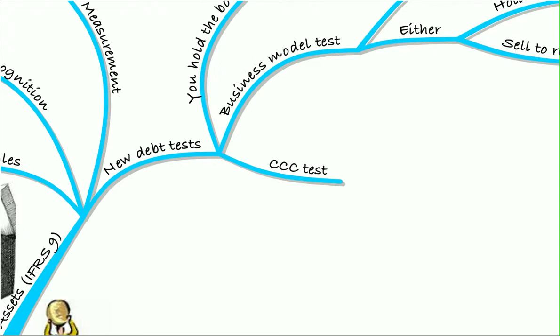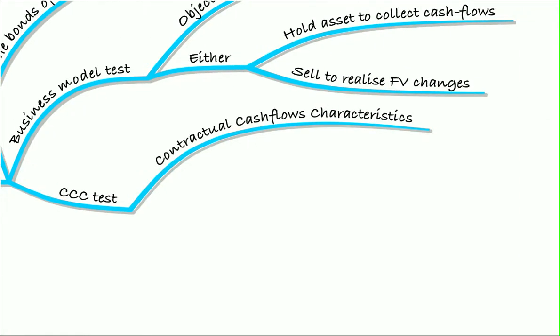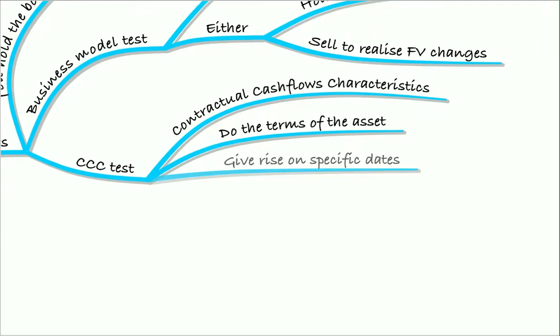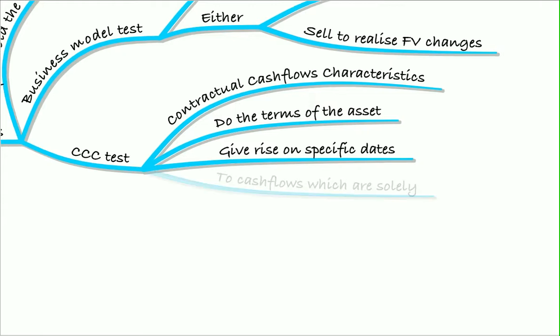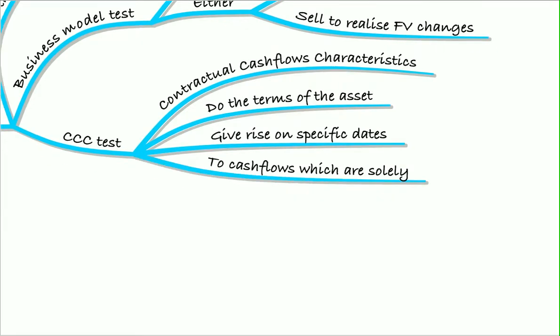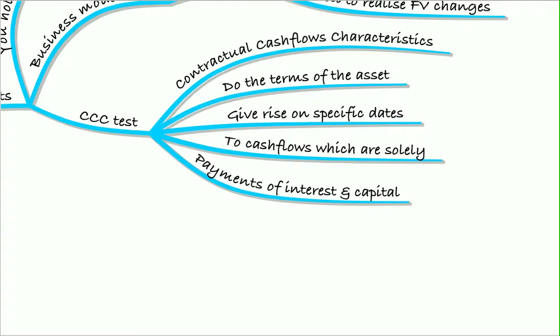The contractual cash flows test, well, this was asking us, do the terms of the asset give rise on specific dates to cash flows that are solely payments of interest and capital? I know that sounds complicated, but all it's saying is the only thing we're going to get on this bond is interest and capital. An example of something where you would get something other than interest and capital would be convertible debt, because we'd have the option to convert that.